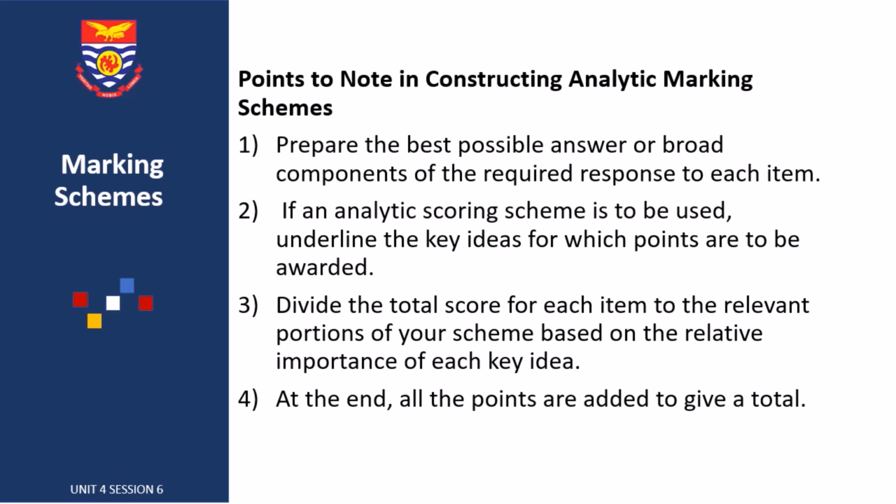So you divide the total score for each item among the relevant portions of your scheme based on the relative importance of each idea or score. At the end, all the points are added to give a total, and that gives the total score. If question 1 is 10 marks, expanding you award marks, grouping like terms you award marks, dividing you award marks, final answer, adding the unit you award marks, or you subtract marks, then you combine, and after adding you get the total marks for that question.